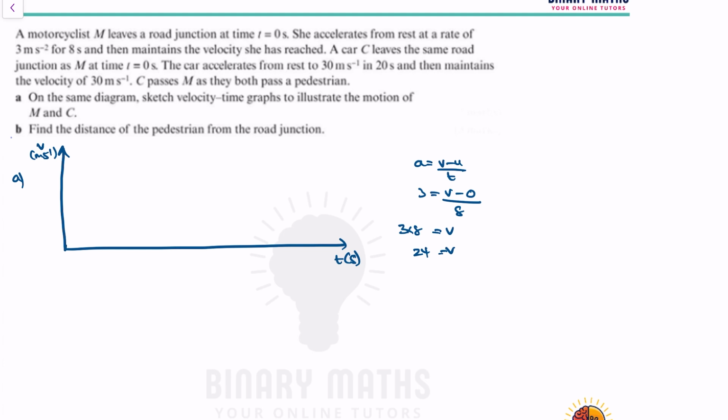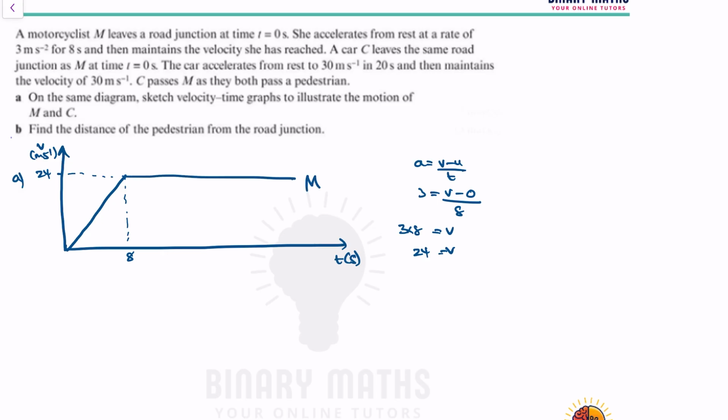So if I draw 24 here, in 8 seconds, so up to 8 seconds. And then maintains the velocity she has reached for the rest of it. So this is the motorcyclist. Just make it straighter. So this is M.